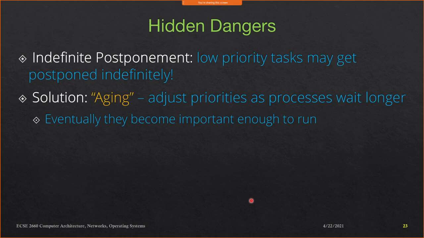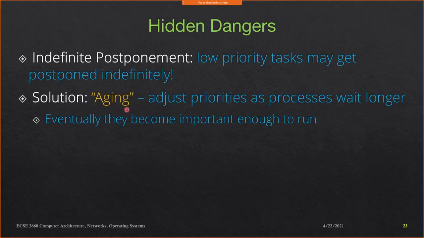Think about a scenario in which the operating system is continuously having to work on higher priority processes. If that is the case, a lower priority task may get postponed indefinitely because there is always going to be a process, and they are supposed to keep coming in, right? If higher priority processes keep coming in, there will be no progress on a low priority task. That's a problem. And the solution to this can be aging.